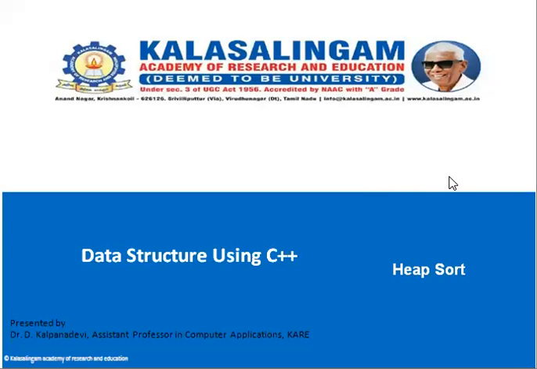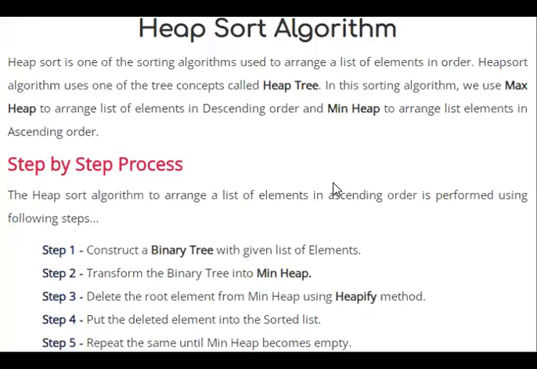The next program is HeapSort using C++. HeapSort is one of the sorting algorithms used to arrange a list of elements in order. In HeapSort, we can follow the tree concept for sorting the numbers. We use a maximum heap to arrange the list of elements in descending order and a minimum heap to arrange the list in ascending order.